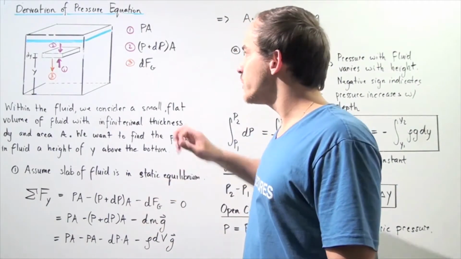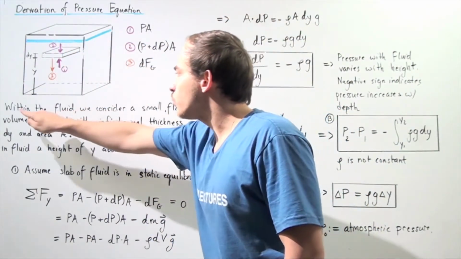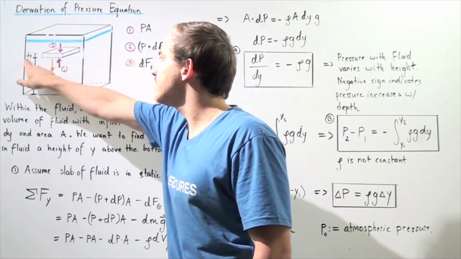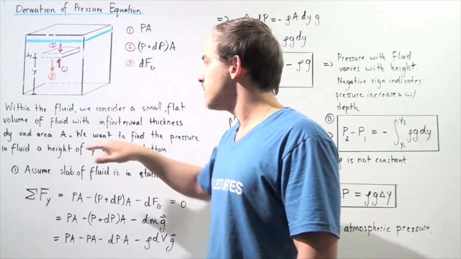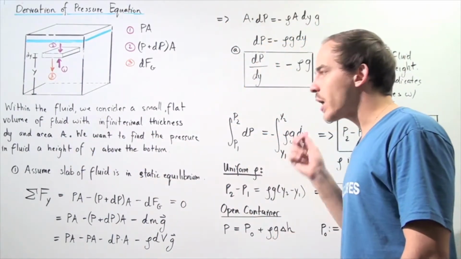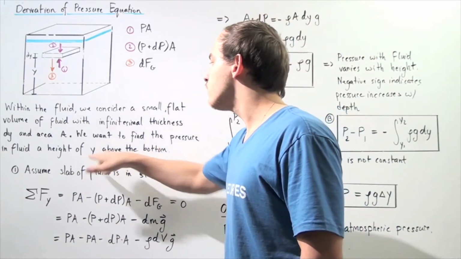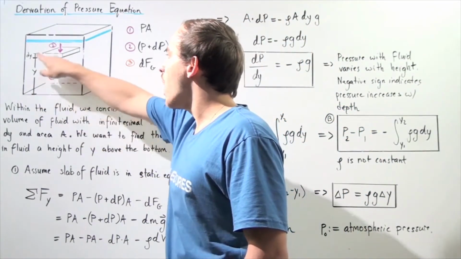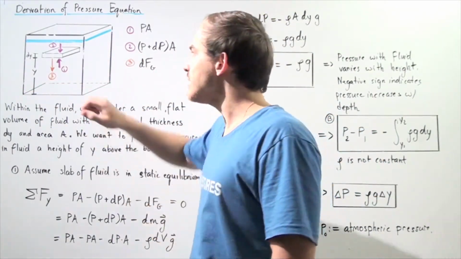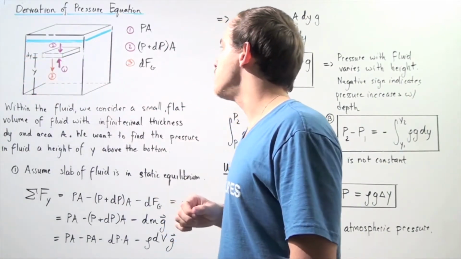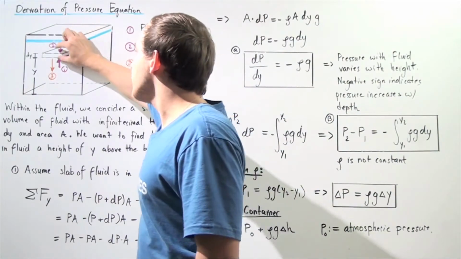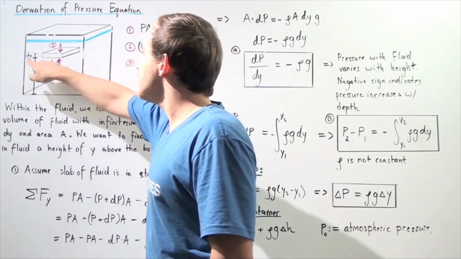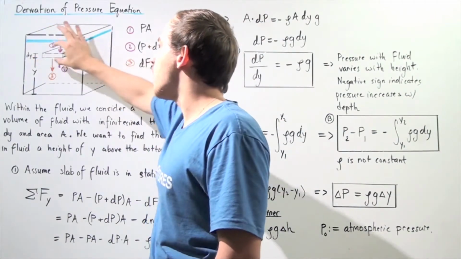And to begin, we're going to examine this fluid region. Let's suppose that within the fluid, we choose a small flat volume of fluid with an infinitely small distance dy and an area of A, given by the letter A. So we want to find the pressure inside the fluid a certain height of y above the bottom of the container. So let's suppose this is the bottom of the container and this distance y is some arbitrary distance, and we want to calculate the pressure at this distance y above the bottom of our container. So we begin by examining the following small volume of fluid with an infinitely small thickness, dy. So we can consider dy as being the height of our infinitely small volume of fluid.